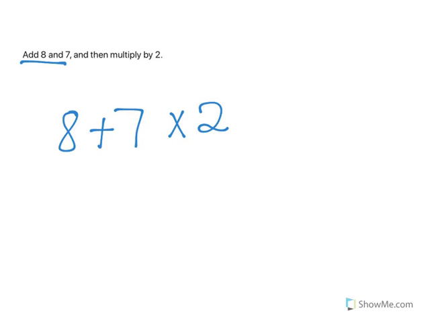However, if we solve this the way it is written, we would have to first multiply, because according to our order of operations, multiplication comes before addition. But if we look back up here, they want us to add 8 and 7 first. So in order to add 8 and 7 first, we're going to have to add those parentheses. Anything in the parentheses needs to be done before multiplication. So adding the parentheses puts this in the correct order.